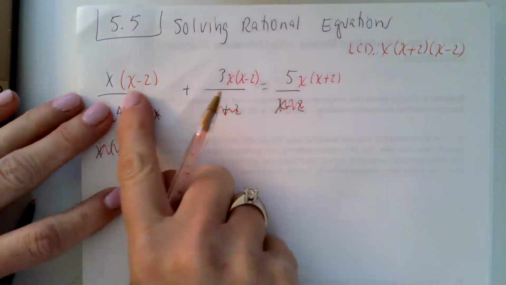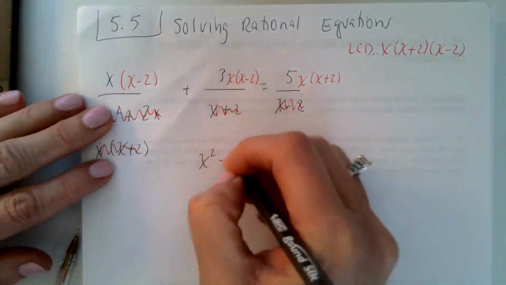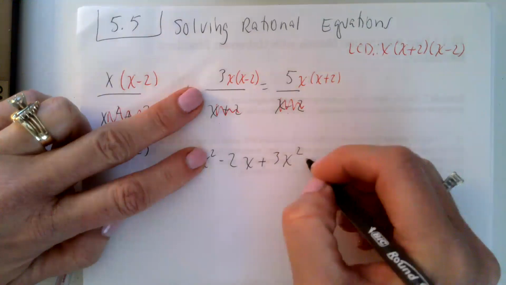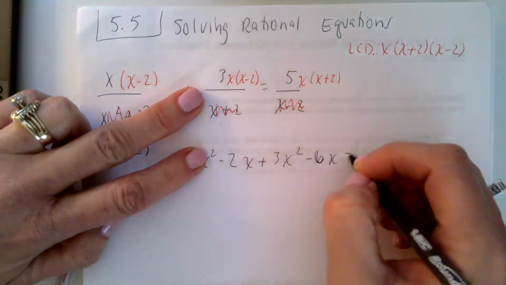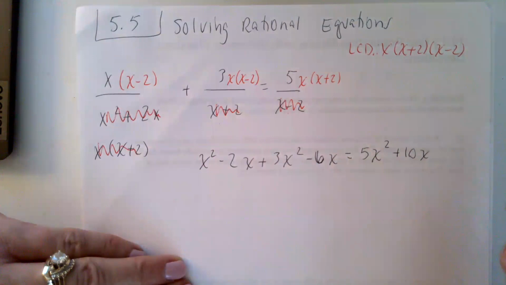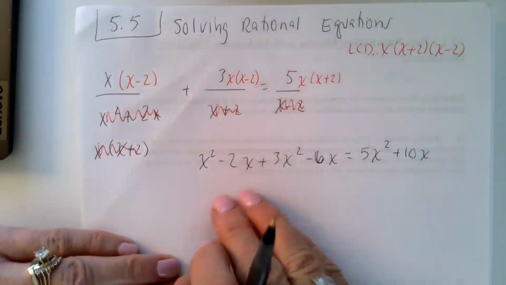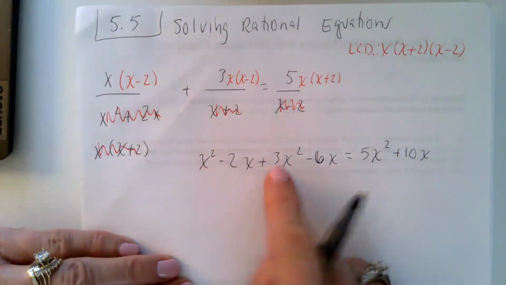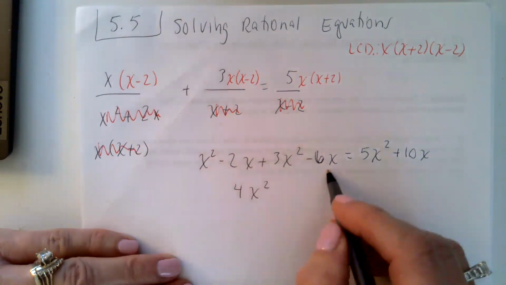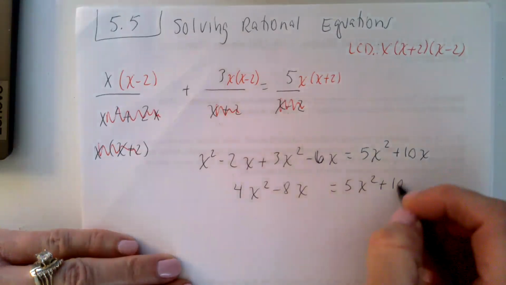Now we're going to multiply through and distribute. So we have x squared minus 2x plus 3x squared minus 6x equals 5x squared plus 10x. And now we're going to get everything to one side. So let's simplify the left first. So we have 4x squared, and then minus 2x and minus 6x is minus 8x equals 5x squared plus 10x.